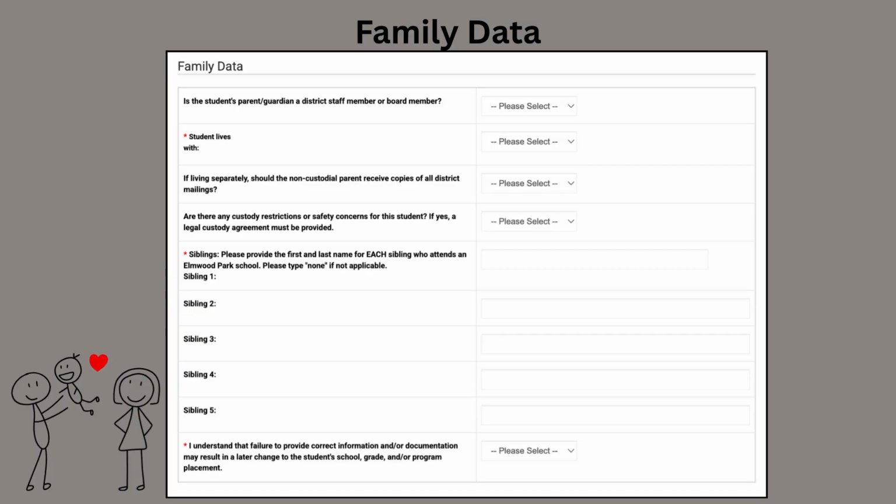Siblings. Please provide the first and last name for each sibling who attends an Elmwood Park school. Please type none if there are no siblings in the district. The last question here says, I understand that failure to provide correct information and/or documentation may result in a later change to the student's school, grade, and/or program placement. Please be sure to answer all of the questions before moving on.